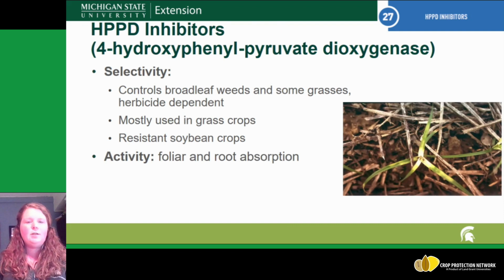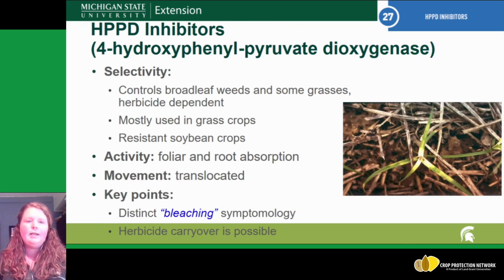They have activity both foliar and roots. They are translocated throughout the plant. And the key point is they have distinct bleaching symptomology. You can see on the picture on the screen now, the foliage turns bright white. It's a pretty unique symptomology to this site of action. And there is potential for carryover. So this would be another one where, if you suspect it, you would ask what herbicide was applied the previous season.